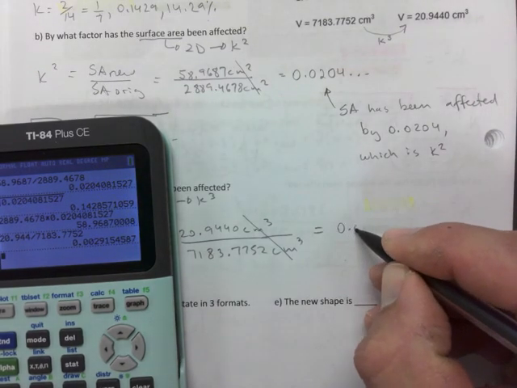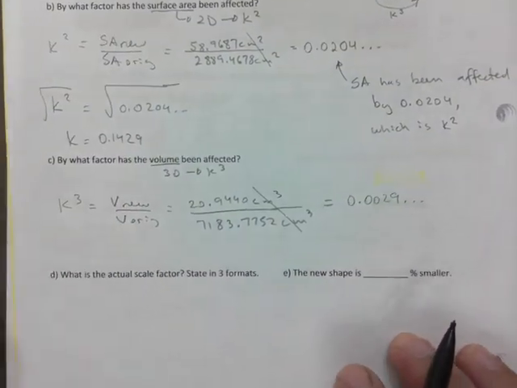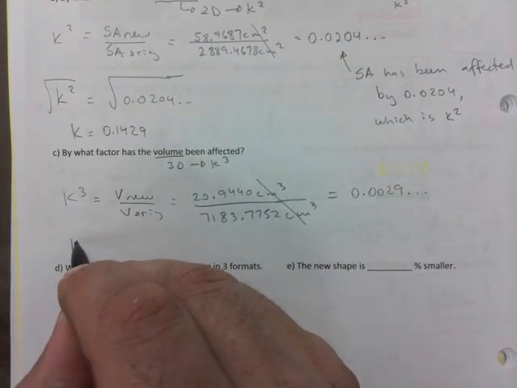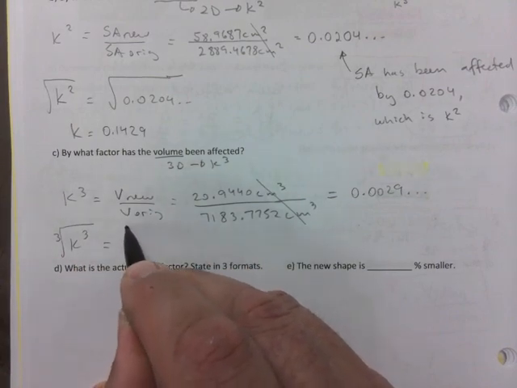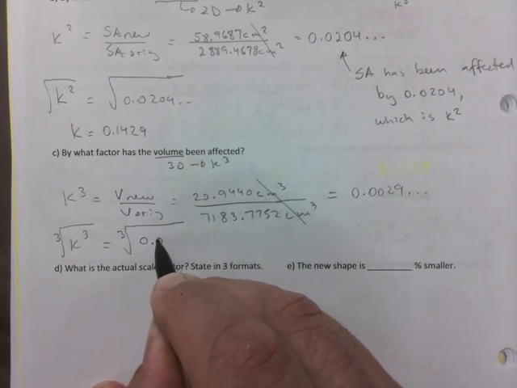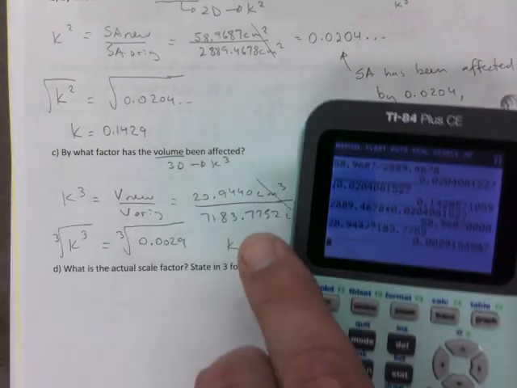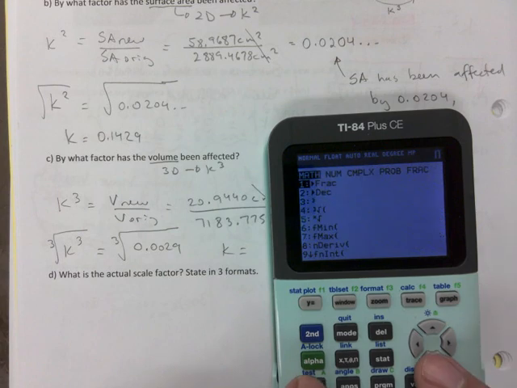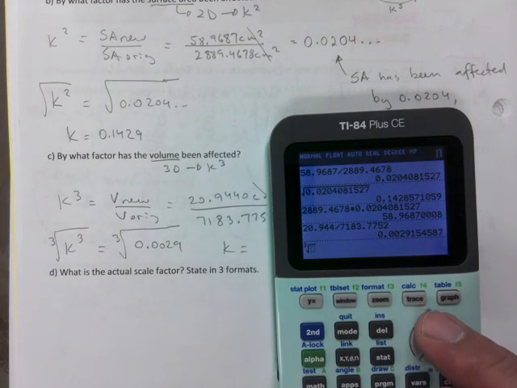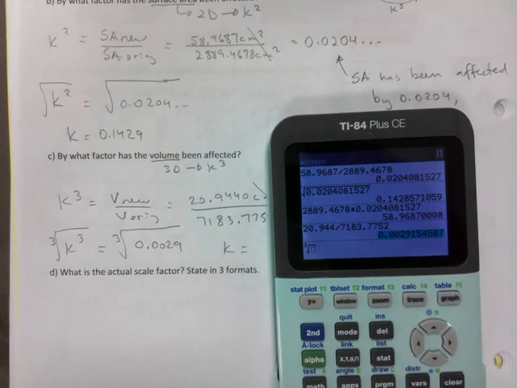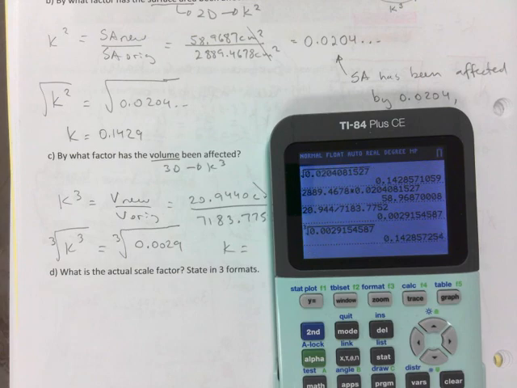We get 0.0029, and that keeps going. It doesn't really look like the scale factor, but hold on. We will cube root this side, and we will cube root the other side, and then we're going to get k. So math 4, option 4, I just press 4 to call cube root. Call that, paste it in, and there you go.